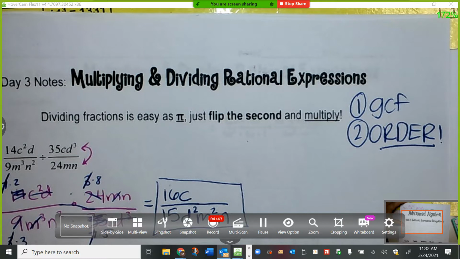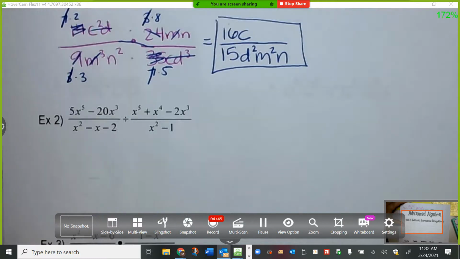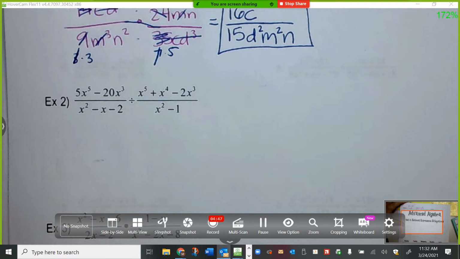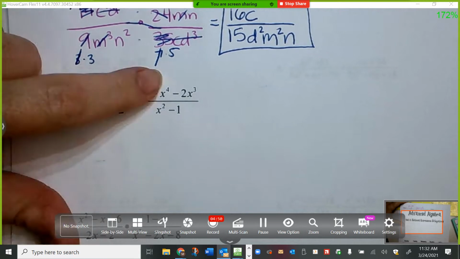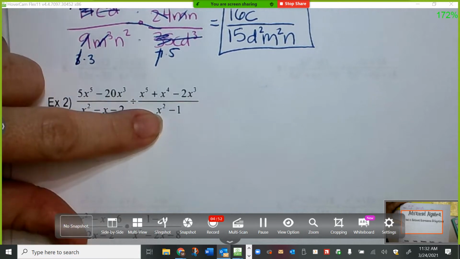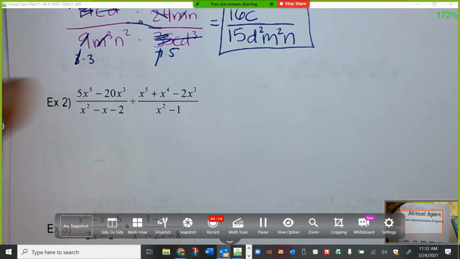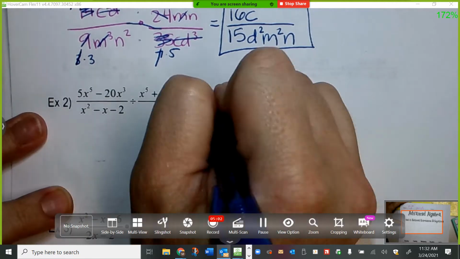Okay, so let's look at number 2. There are 4 pieces to this problem: numerator, denominator, numerator and denominator. Top, bottom, that's so much easier to say. What do we notice in the middle? Division. So we are going to have to flip this.